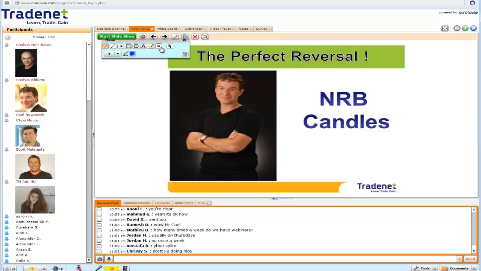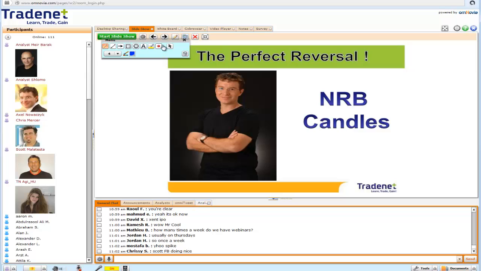That means this setup, this technique, suits both day traders and swing traders, on a daily chart, on a weekly chart, on a 5 minute chart, or even on a 1 minute chart. And I'm going to show you why I claim it to be the perfect reversal. Actually, I think there is no better reversal than that.